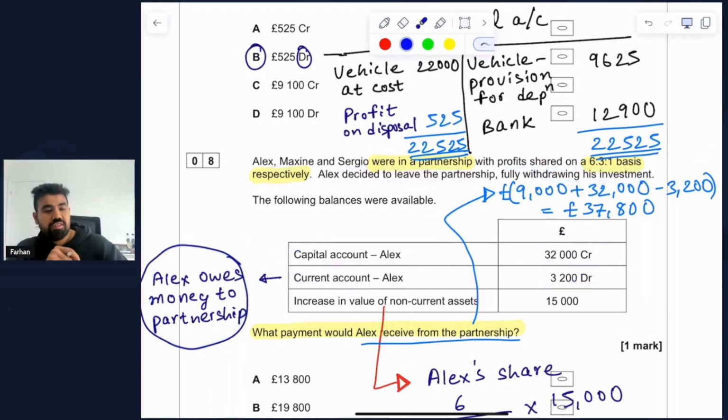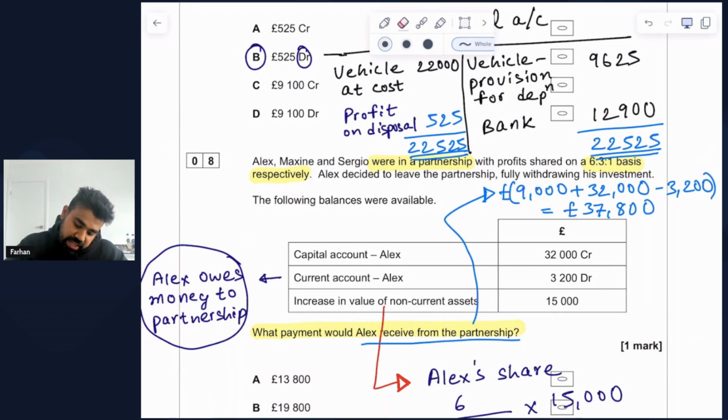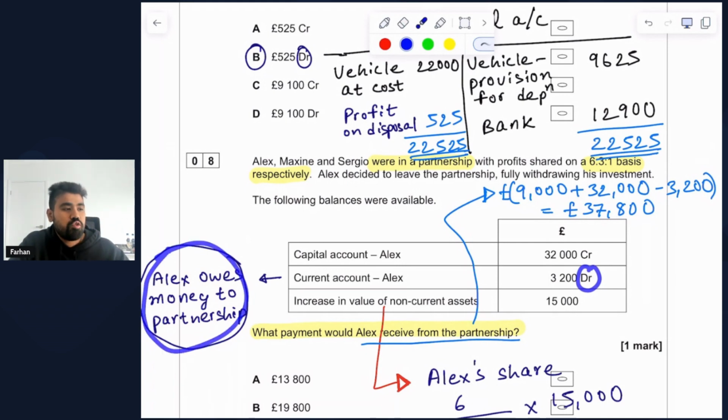So I have discussed this in a video that I have uploaded a couple of days ago for a partnership problem. So make sure to watch that video so you can get a thorough understanding of what the current account balances really mean. So if we have a debit current account balance, that means that the partners owe money to the business, which in this case is Alex owes money to the partnership. If we had a credit balance for the current account, that would mean that the partnership or the business owes money to the partner. All right. So be sure to identify this difference in your exam questions.